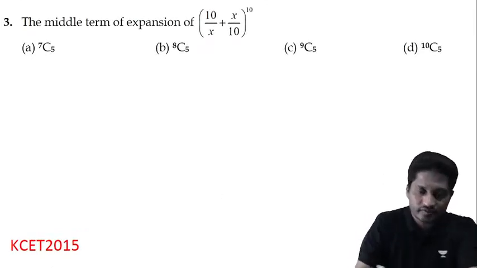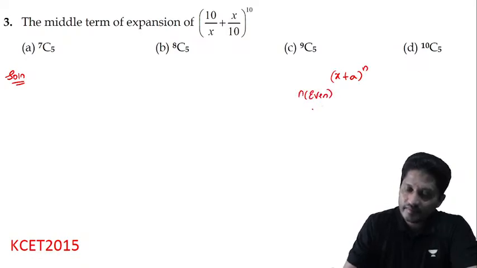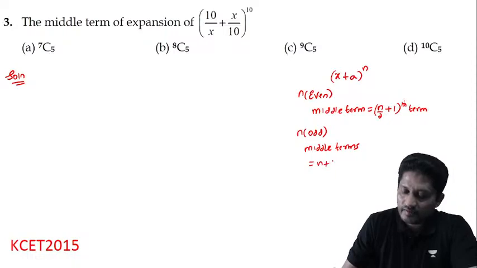Middle term in the expansion of... See, we know in the expansion of x plus a whole power n, whenever n is even, the middle term is n by 2 plus 1th term. If n is odd, there are two middle terms. Middle terms will be equal to n plus 1 by 2 th term and n plus 3 by 2 th term. These are the middle terms.